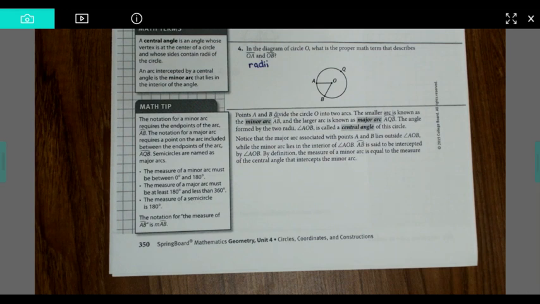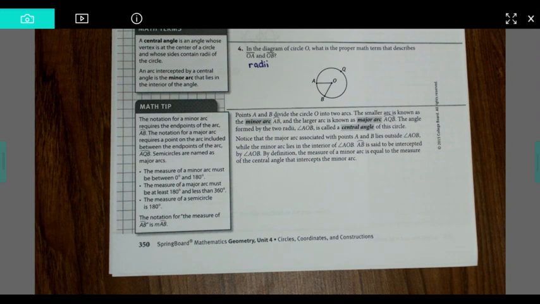Math tip. The notation for a minor arc requires the endpoints of the arc, AB. The notation for a major arc requires a point on the arc included between the endpoints of the arc, so AQB. Semicircles are named as major arcs.